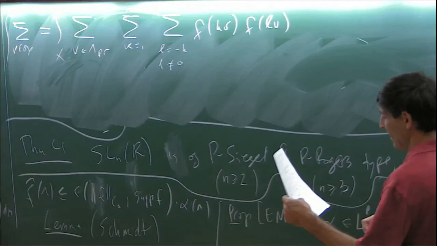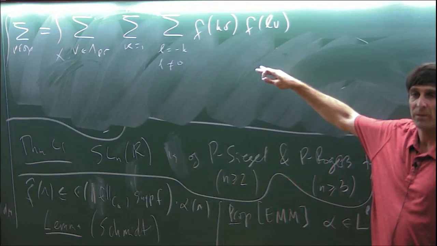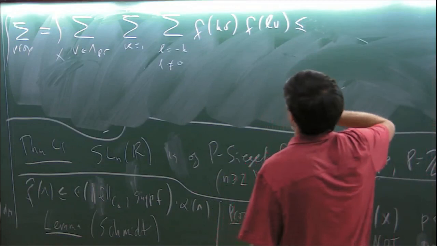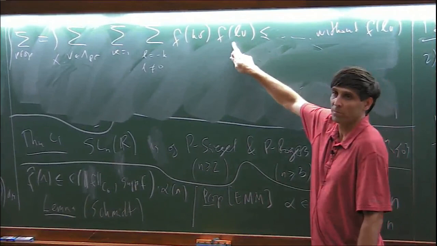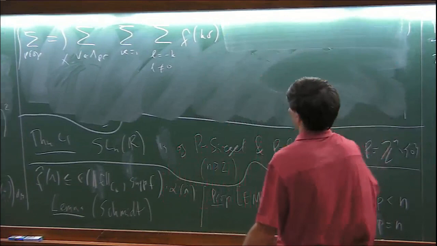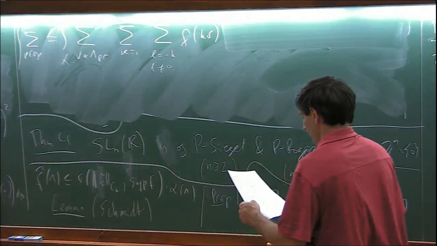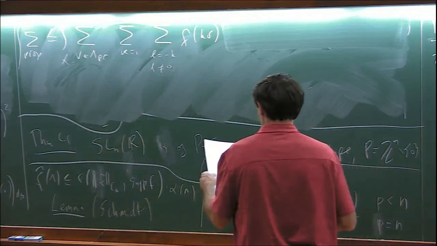And now here is where I use the fact that we have a characteristic function. It is bounded by the same without f of LV. Just ignore this term, right? It's less than one anyway. So let me just do it like this. Okay. And now you start interchanging variables. So what you'll see eventually is not bigger than, actually maybe it's just equal to 2.